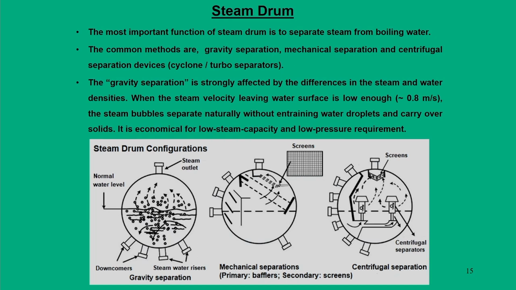There are three classical mechanisms: one is gravity separation, the second is mechanical separation, and the third is centrifugal separation. The first category, gravity separation, is the most conveniently used. It is based on the density difference between steam and water. When the water velocity is low, you can use this concept more easily, because without any interference from water droplets, we can separate the steam and water. So, it is more economical for low steam quality and low pressure requirements.